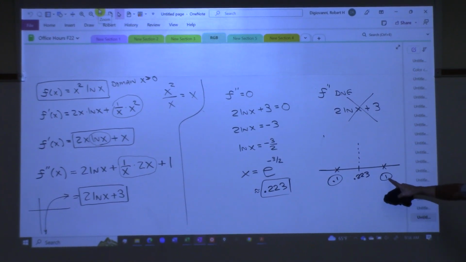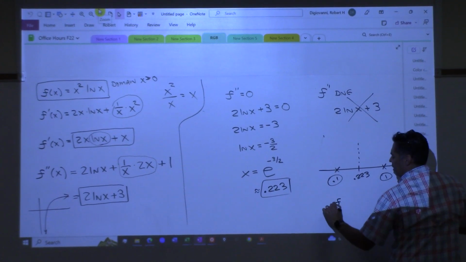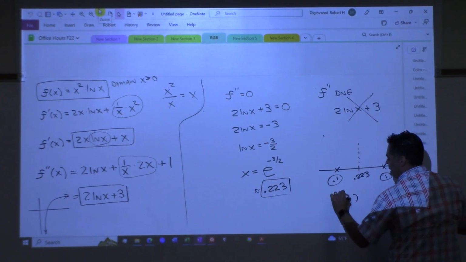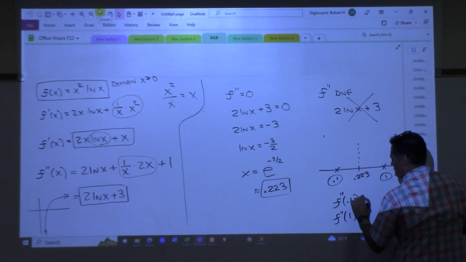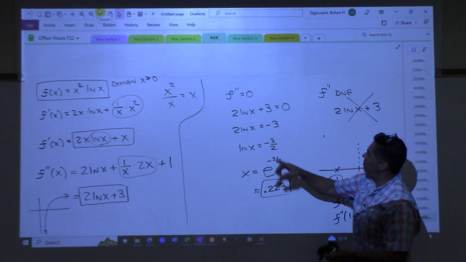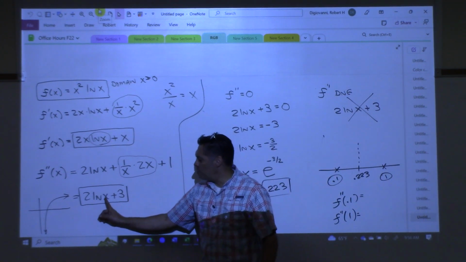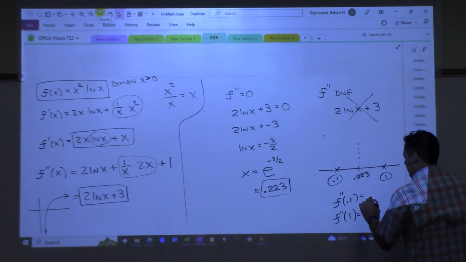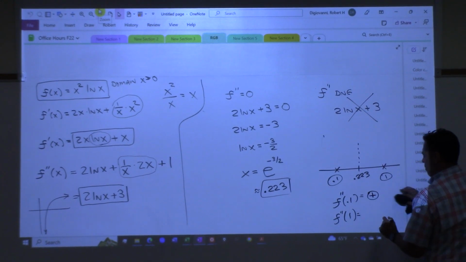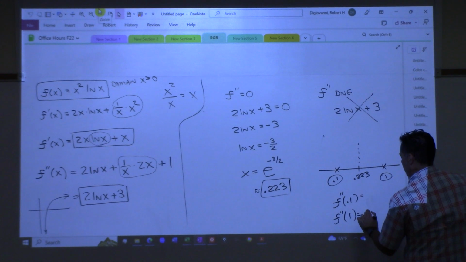If I plug in 1 into that derivative, we have to plug in 0.1, and we have to plug in 1 into the second derivative. If I plug 1 into this, the natural log of 1 is 0. That kills that. I just get a 3. So this should just be positive. Wrong one. This should be positive.